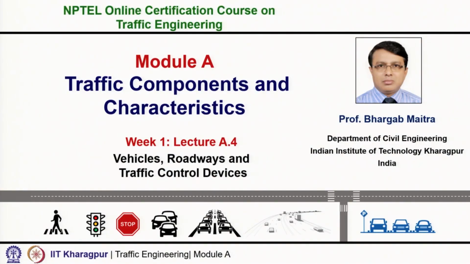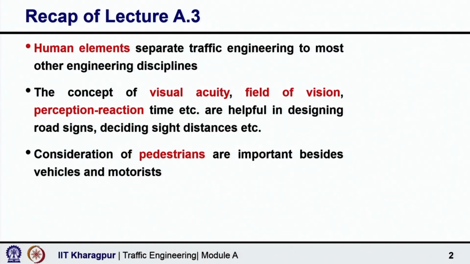Welcome to Module A, Lecture 4. In this lecture, we shall discuss three other components of the traffic system, namely vehicles, roadways and traffic control devices. In lecture 3, we talked about road users. Road users are extremely important in the context of traffic engineering and are one of the four major components.